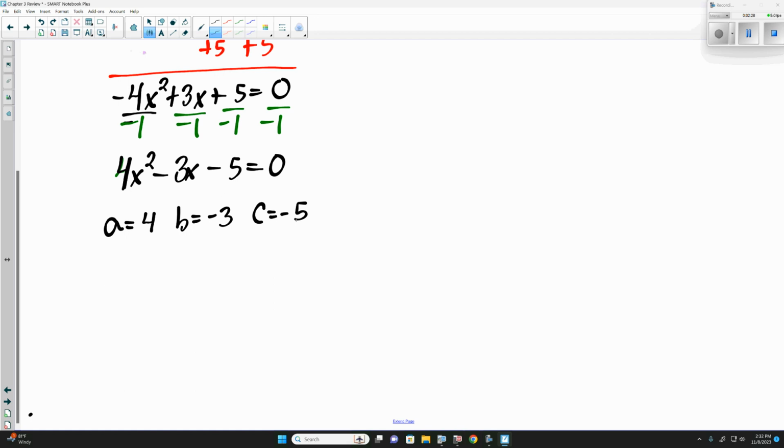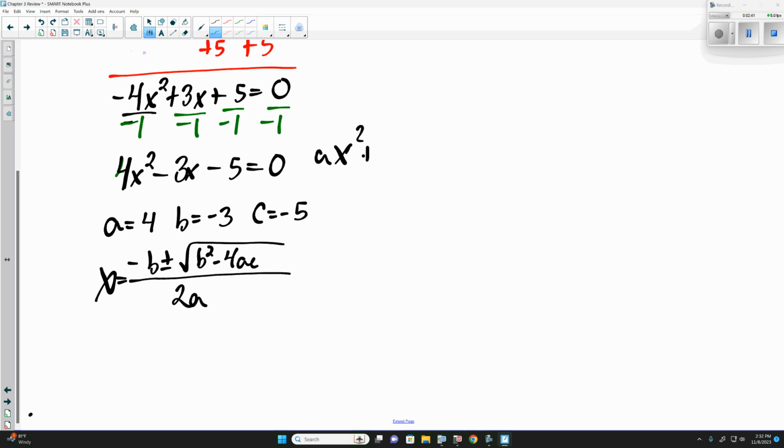So we have our a, b, and c. Negative b plus or minus the square root of b squared minus 4ac all over 2a. And again, our a, b, and c is coming from ax squared plus bx plus c. A is the number in front of x squared, b is the number in front of x, c is the constant term.